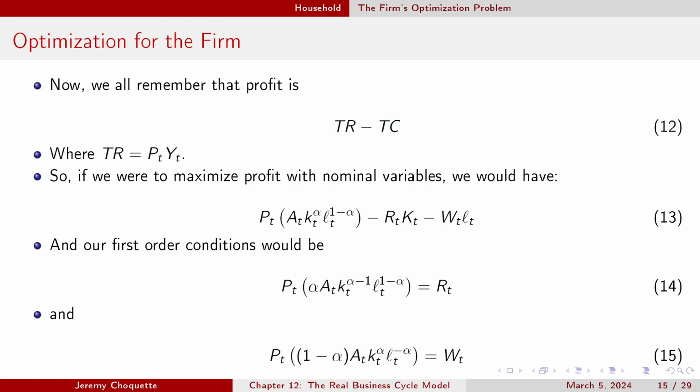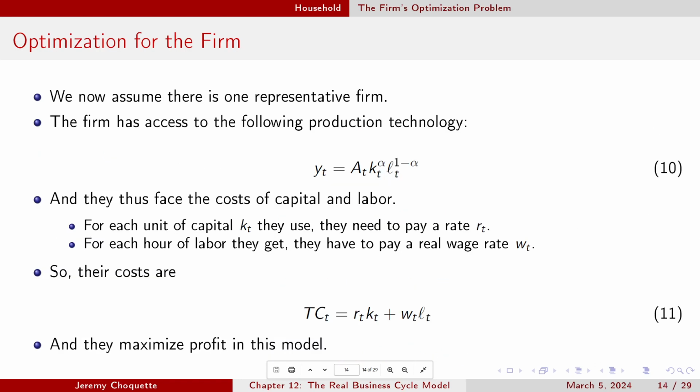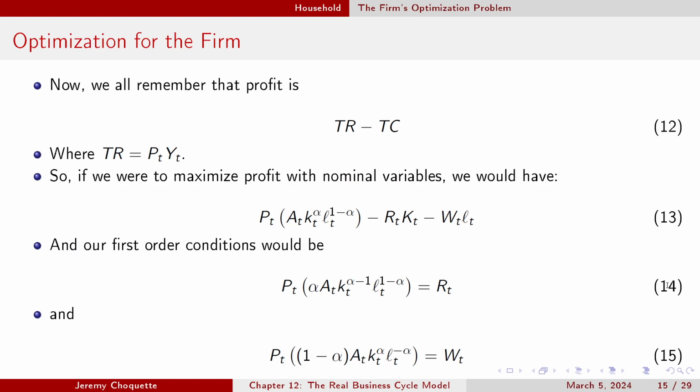And the first order conditions in nominal terms would be price times the marginal product of capital, sorry, this is the marginal product of capital here, equals the nominal interest rate. And then we also have price times the marginal product of labor equals the nominal wage rate. So if you're like, wait a minute, I thought this stuff was real, but then you go all Leroy Jenkins, and now we've got nominal stuff here. Well, I'm actually showing you how we get to the real stuff.